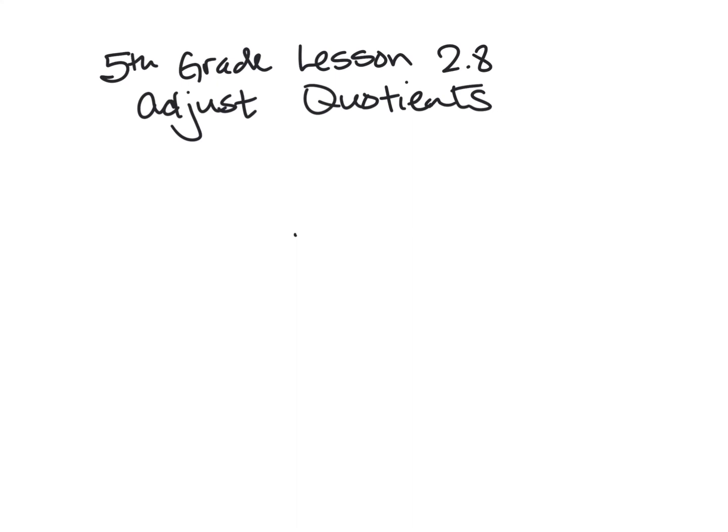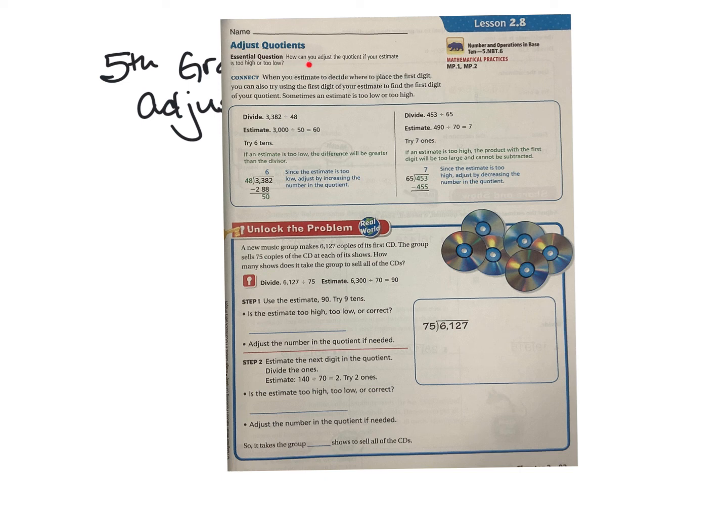Fifth grade lesson 2.8 is adjusting quotients. Our essential question is, how can you adjust the quotient if your estimate is too high or too low? So this is really where you get into regular use of the division algorithm, the way you would use it when you've got two-digit divisors.